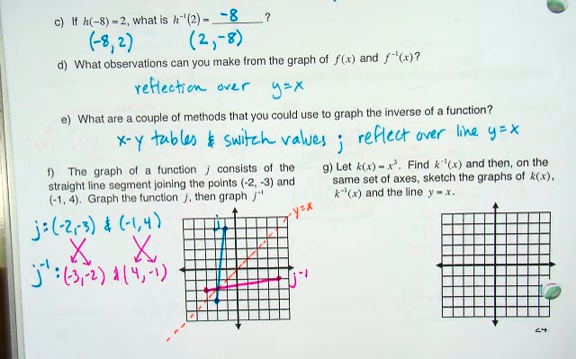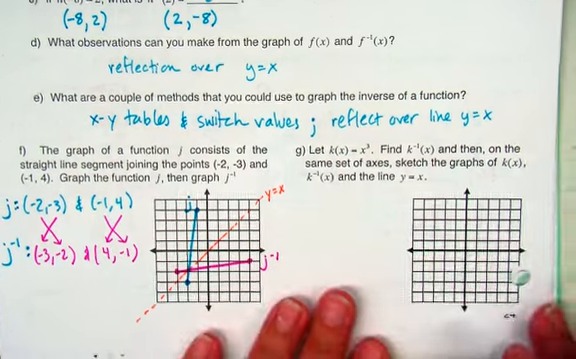Okay? Questions so far? Again, for inverses, we're just flipping x's and y's. That's all you're doing. All right, so let's try this next one. Let k of x equal x cubed. Okay, well, let's graph it.